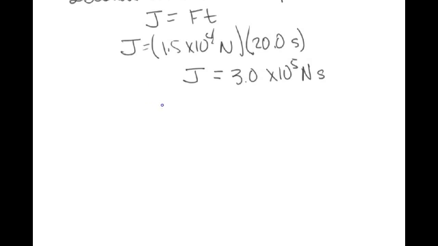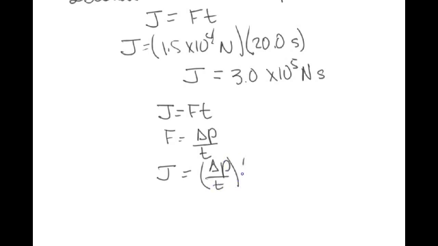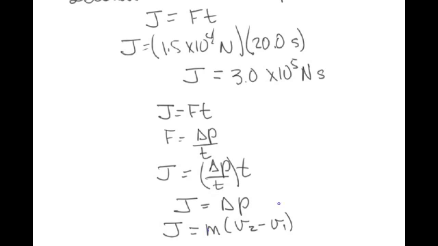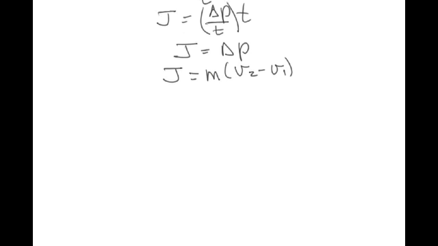Before we move on to example number 2, we want to remember that impulse is force times time, but force can be defined as delta P over T. If we substitute back into the impulse equation, we get that the impulse is delta P divided by T times T, and the impulse is nothing more than the change in momentum. And if you remember back to one of the earlier dynamics videos, we know that delta P is m times (V2 minus V1), because we're going to assume that the mass remains constant during our problems.